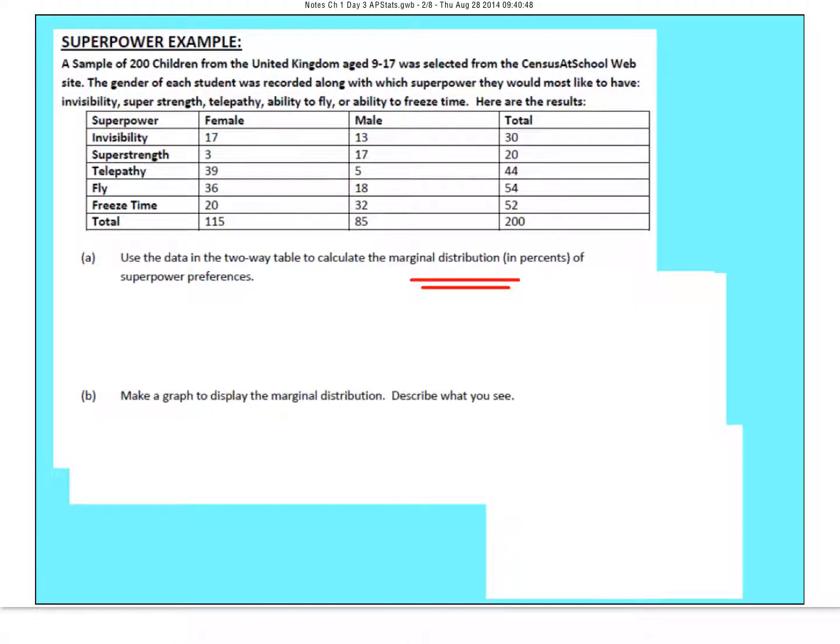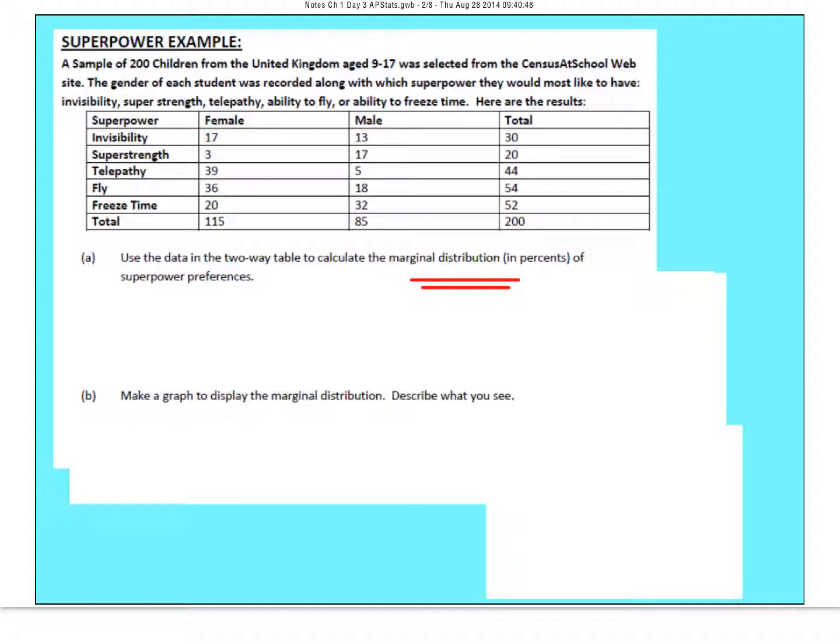Here we have a superpower example. A sample of 200 children from the United Kingdom, ages 9 through 17, was selected from the census at a school website. The gender of each student was recorded, along with which superpower they would most like to have. The selections were invisibility, super strength, telepathy, ability to fly, and ability to freeze time. Here are the results. We are seeing a marginal distribution by superpower. Here's the superpower and here's the total. That's our marginal distribution of counts. This is a two-way table because we have superpower and gender information.